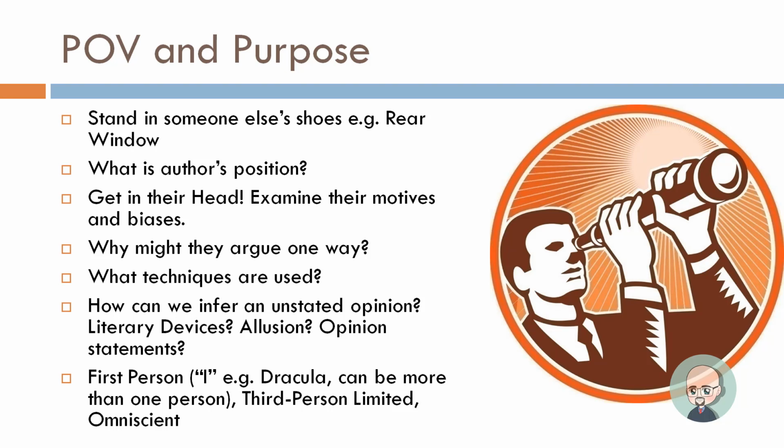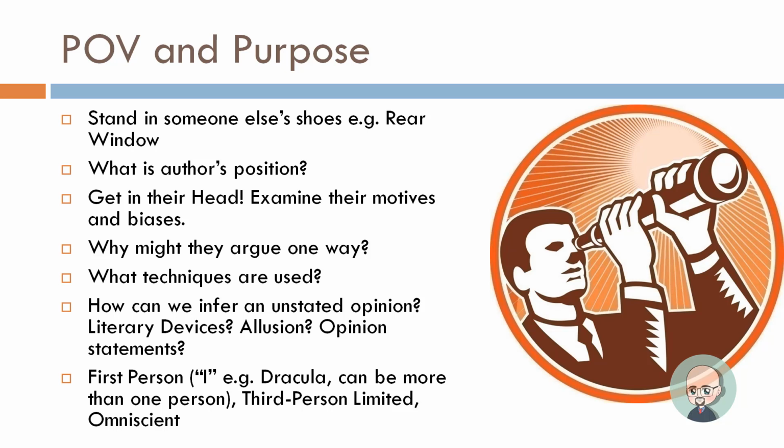And when we think about purpose, we think, why might they argue that particular way? What biases might they have? What might their purpose be? What techniques are used? Literary devices. How can we infer an unstated opinion? Most of the time they're not going to say, hey, I think drilling for oil is great, or hey, I think drilling for oil is bad. You're going to have to infer the point of view of the author from the piece, okay? And sometimes we can infer that opinion by literary devices, allusions, or just blanket opinion statements. Sometimes they will say, I think Arctic drilling's great, okay?